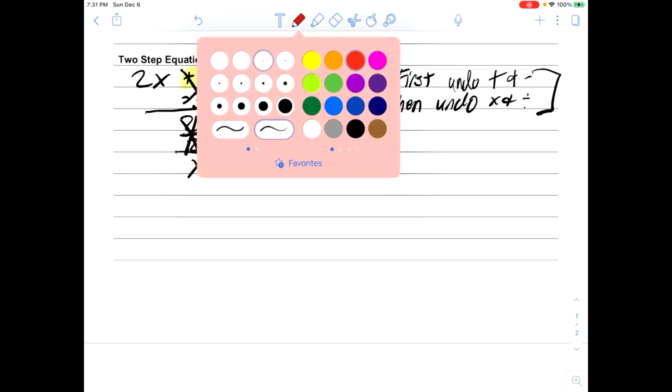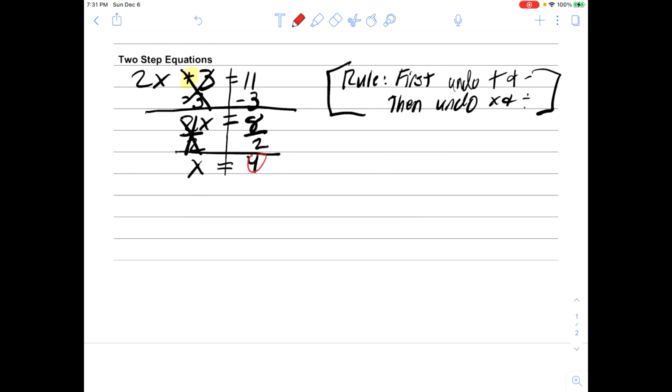As before, I can check my answer. I'm just going to take this 4 and I'm going to put it where the x is over there. So I'll do 2 times 4 plus 3. And I want to know if that equals 11. Well, 2 times 4 is 8, and 8 plus 3 does in fact equal 11. So my answer worked.